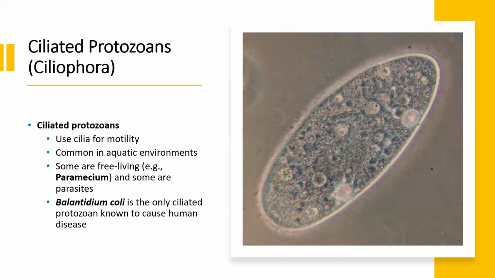We've got our ciliated protozoans. These are often found in aquatic environments. You've probably heard of the paramecium, potentially seen some in your biology classes if you've taken them before. Not very many are parasitic to humans, although some are parasites to other organisms. The major one that is a parasite to humans is this Balantidium coli. So this is the only known ciliated pathogen for humans.